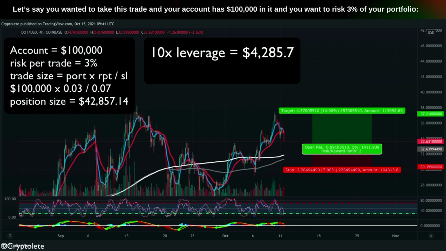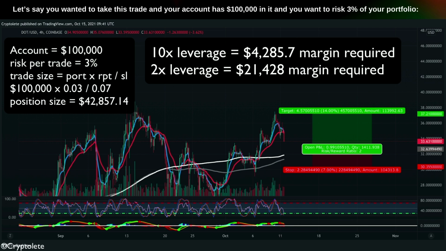You could put in $4,285.70 of your own money into this trade with a position size of $42,857 and borrow the rest using just over 10x leverage. Or you could put in $21,428, which is about half of the position of your own money into this trade and use 2x leverage. If the trade hits your stop, you will lose the same amount of money no matter what. And if the trade hits your take profit target, you will win the same amount of money too.